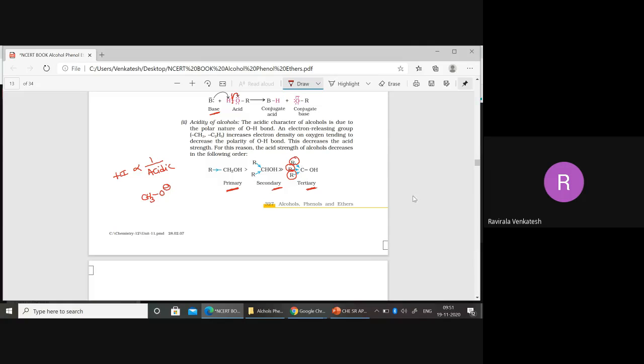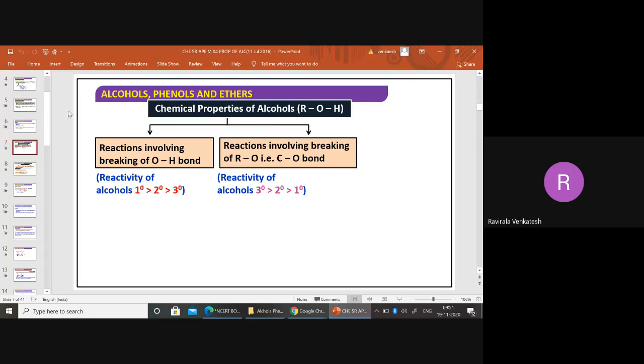So let me see this in the PPT now. Here, the reactions involving the OH bond and the reactions involving the CO bond. We are discussing now this point, OH bond cleavage. Correct or not? See, this bond we are cleaving. When you break this bond, which direction will the bond shift towards? On the oxygen side. This point you need to remember.